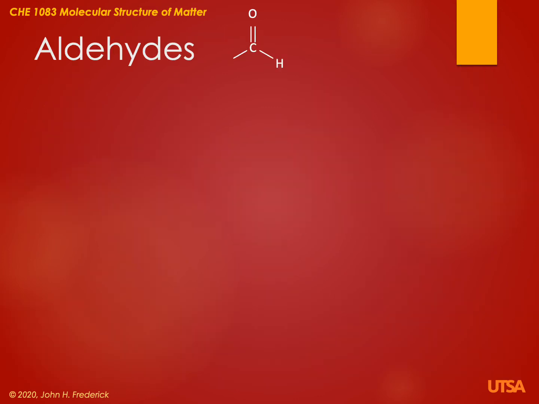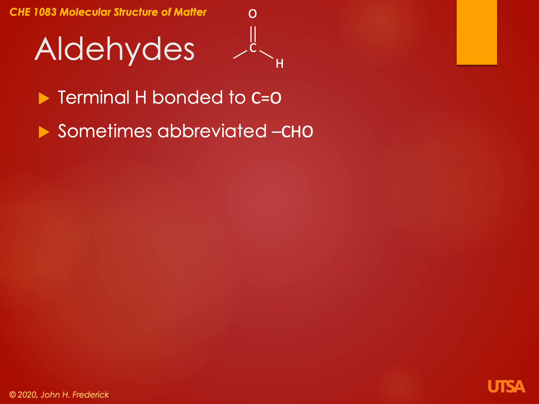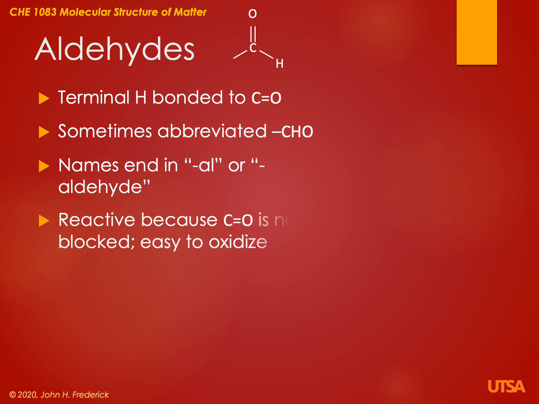So let's talk about aldehydes. Remember, this is one where we have a terminal hydrogen bonded directly to the carbonyl carbon. This is sometimes abbreviated as CHO, so if you have a structural formula written down, you may see CH3, CH2, CHO. When you see CHO, it's trying to imply that you have an aldehyde group there at the end. The names for aldehydes typically end in -al, or they could end in aldehyde. So benzaldehyde is an aldehyde.